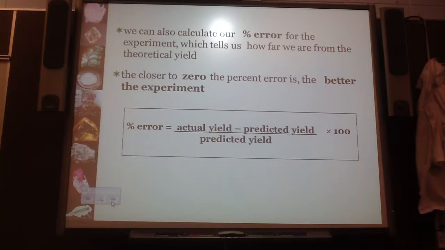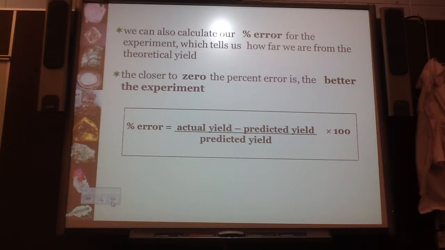So the formula for percent error is actual minus predicted. So percent error is actual minus predicted divided by predicted. So your predicted yield is always on your bottom because it's what you're comparing it to, right?